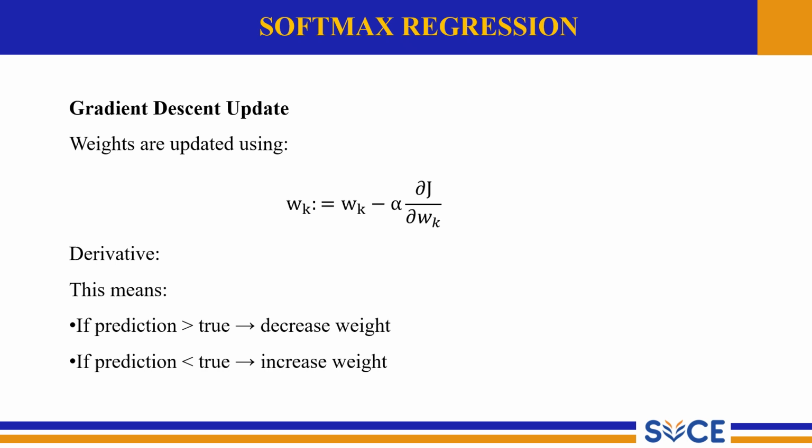Interpretation of the derivative. If the predicted probability is greater than the true label, the weight is decreased. If the predicted probability is less than the true label, the weight is increased.